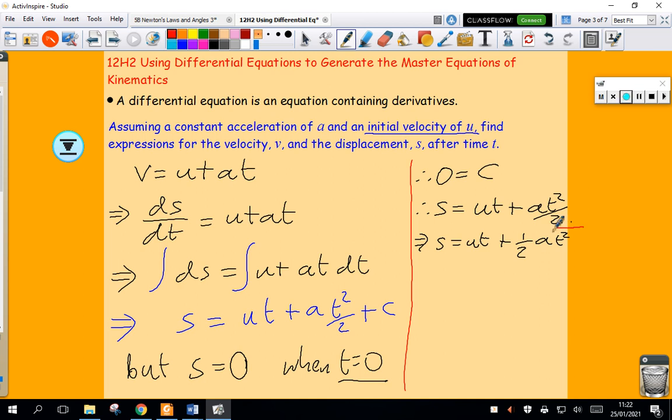So this is useful stuff. What are we saying? If we know the acceleration is constant and we know our initial velocity u, well then the displacement after t seconds will be ut plus a half at squared. So there's two important master equations generated. Okay, we're going to look at generating one more, and I'll look at that in the next class.